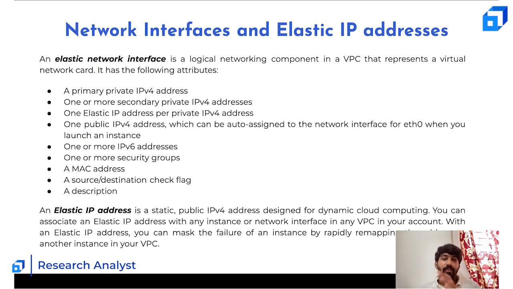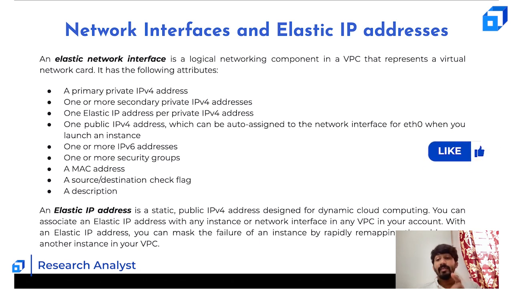So these are the attributes which will be available in an elastic network interface in AWS, so in VPC. This will be attached to EC2, and these are the IP addresses which will be available. These are the description. These are the different types of attributes which will be available. Okay, and then the next one is Elastic IP address.